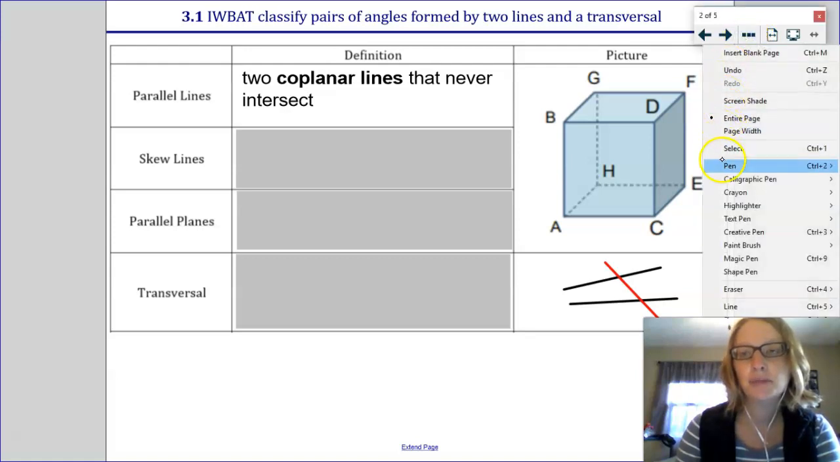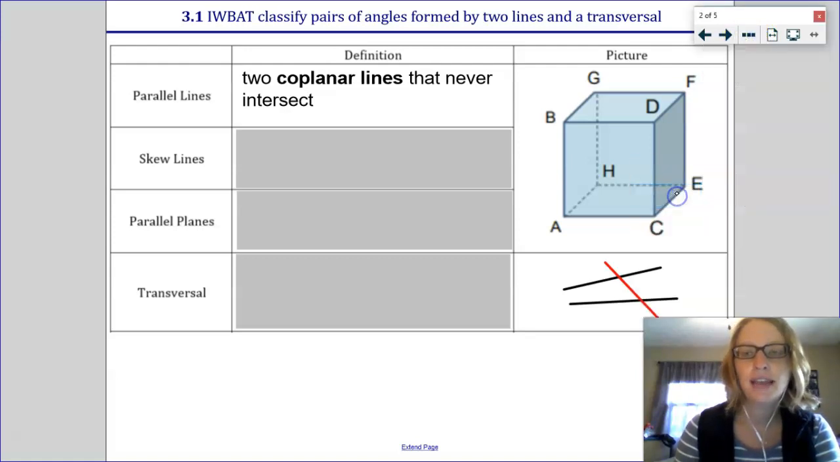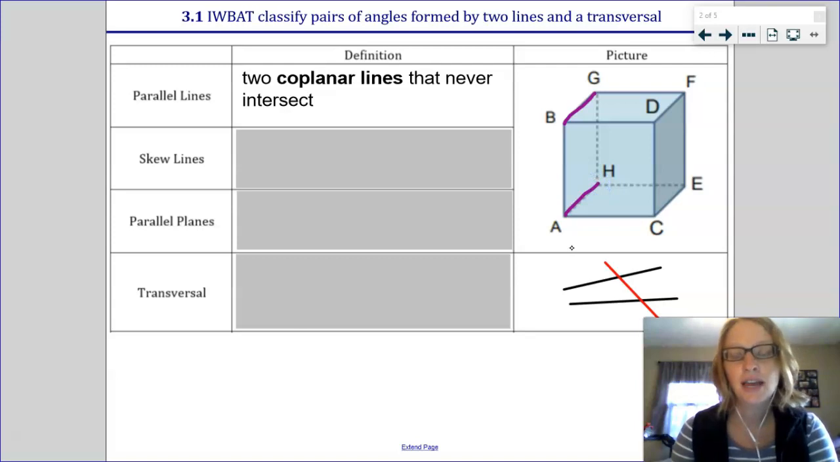So there's lots of examples of different coplanar lines in this box to our right. For example, I could say that BG and AH are parallel. They're both in the same plane, the left side of the box, and they're never going to cross or intersect.